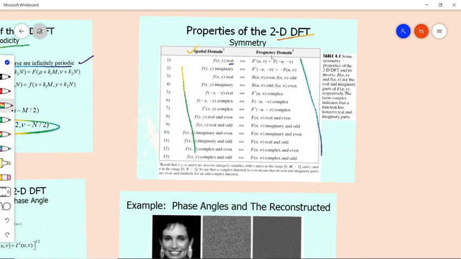Okay, so u comma v is equivalent to minus u comma minus v, and for the imaginary part we are taking the minus sign out, F of u comma v. The real part is even for this and odd for this, and for the imaginary part it is reversed: odd is this and even is this. R means real part, I means imaginary part, and small f means the original image, which we represent with f of x comma y in this way.